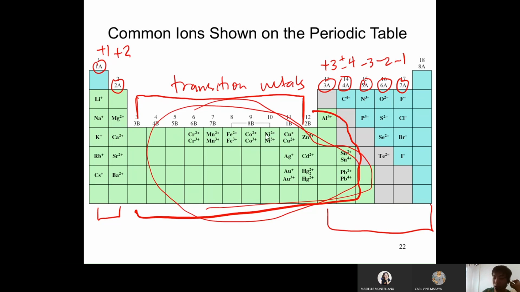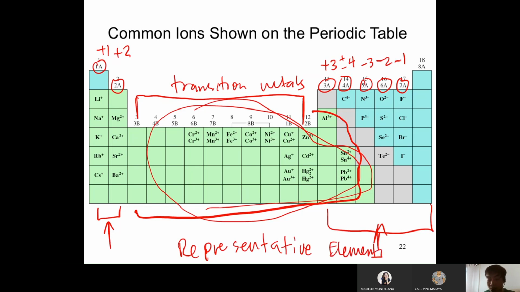What else? We call this group and that group the representative elements. When they say representative elements, they're the ones that usually follow the trends. They're the ones that fit the trends, because the ones in the middle are weird. So just look at the group of our representative elements, and then you can predict the charges. Just keep those charges in mind.